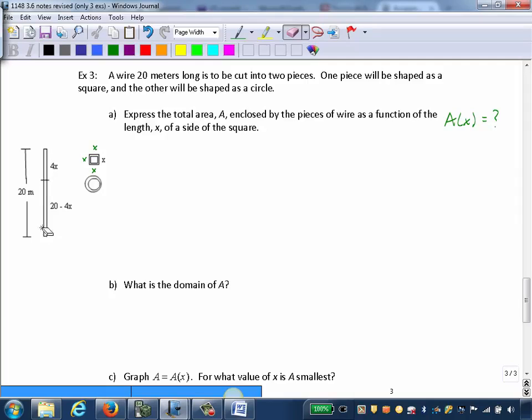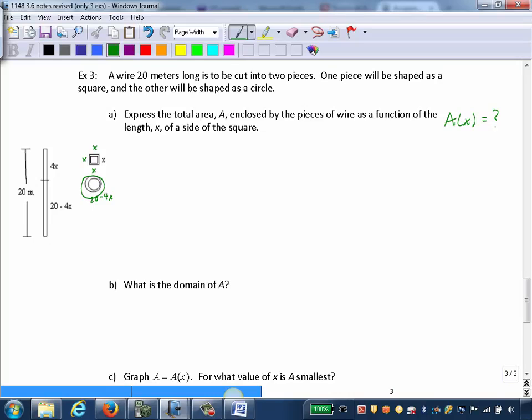Then the remaining piece is going to be made into a circle. So if you started with a piece that was 20 meters long and you use up 4x of it for this smaller piece, then you'll have 20 minus 4x left for this other piece to make this circle. So the circumference of this circle is going to be 20 minus 4x. The distance all the way around this circle is going to be 20 minus 4x.